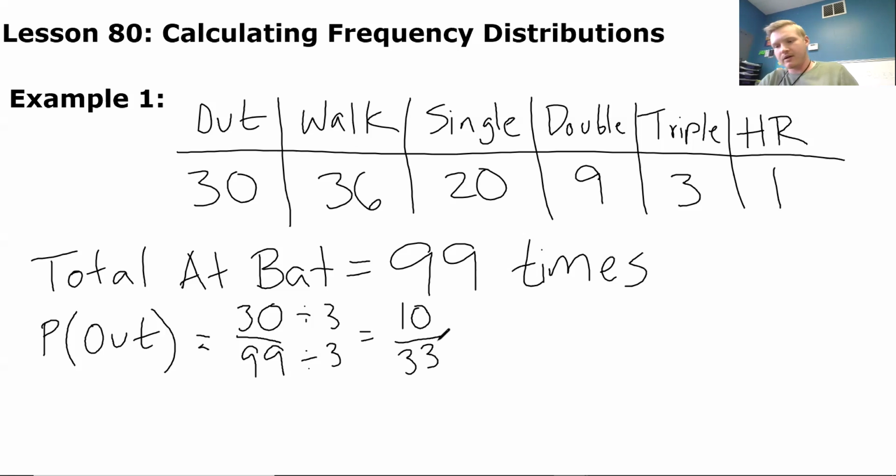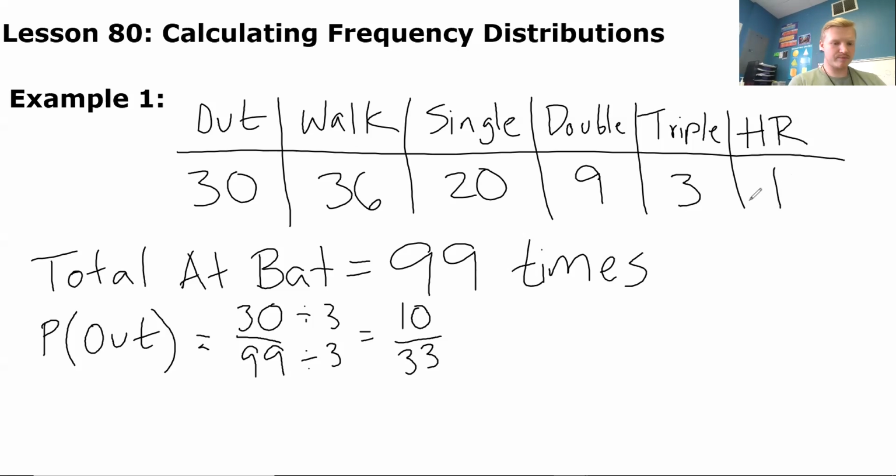Okay, so then go ahead and find the probability of being walked, the probability of hitting a single, the probability of hitting a double, the probability of hitting a triple, and then the probability of a home run. So pause the video so you can get all of those real quick, and I'm going to go ahead and do them. So go ahead and resume once you get all of those total probabilities.